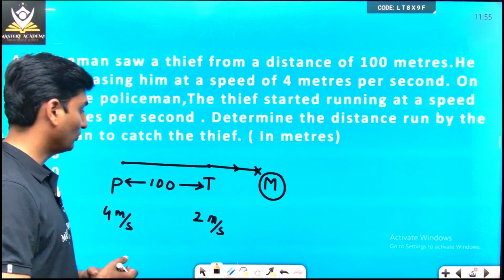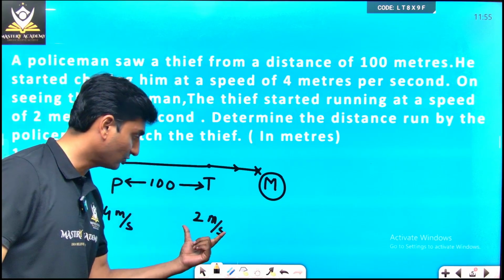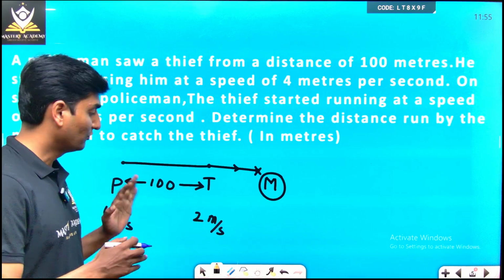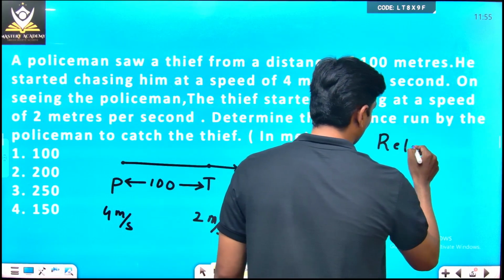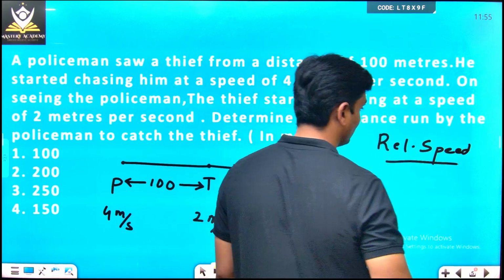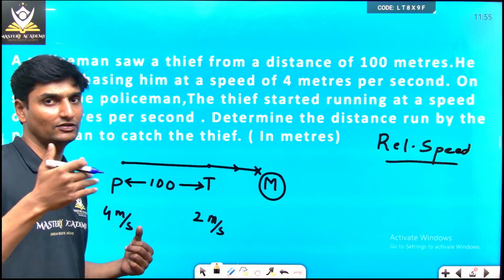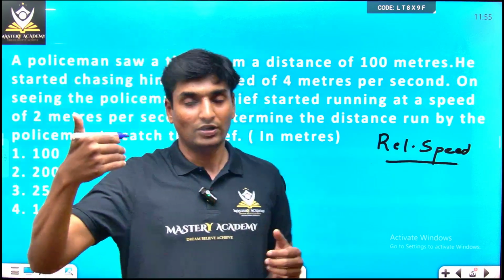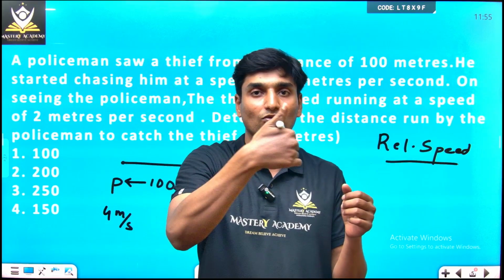Now here understand one thing guys. The speed of the policeman is 4 and the speed of the thief is 2 meters per second. We have to work it on the basis of relative speed. Relative speed, in common terms, is nothing but the difference of the speeds. The policeman will have to travel at a speed such that he can catch him.